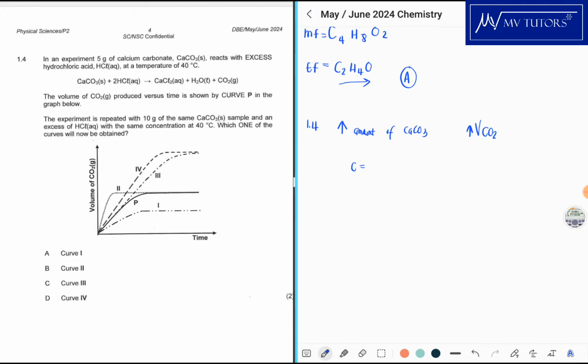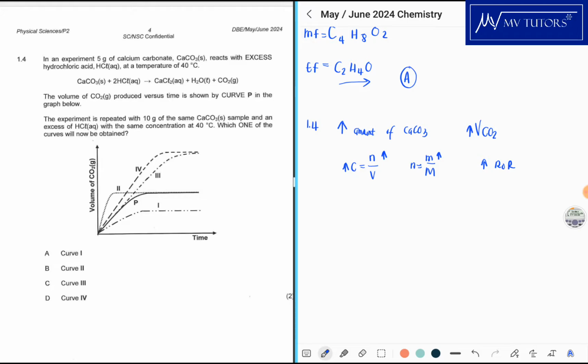Let's look at concentration. Would concentration be increased? So concentration is number of moles over volume. Okay, and what happened? You increase the amount. Remember, number of moles is mass over molar mass. So if you increase the mass, you ultimately increase the number of moles, and if you increase the number of moles, you're also increasing the concentration. If you're increasing concentration, you're also increasing the rate of the reaction.